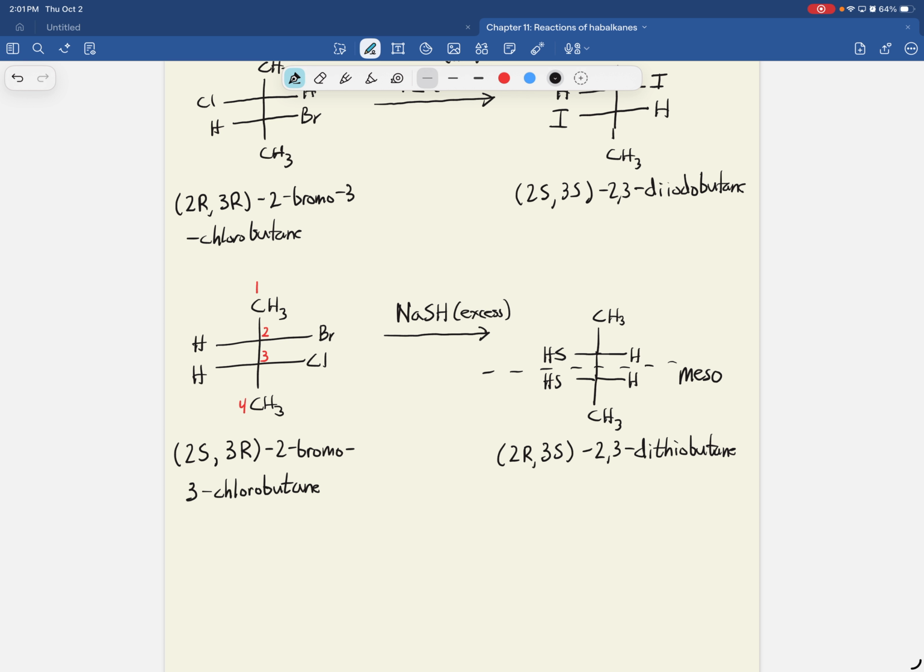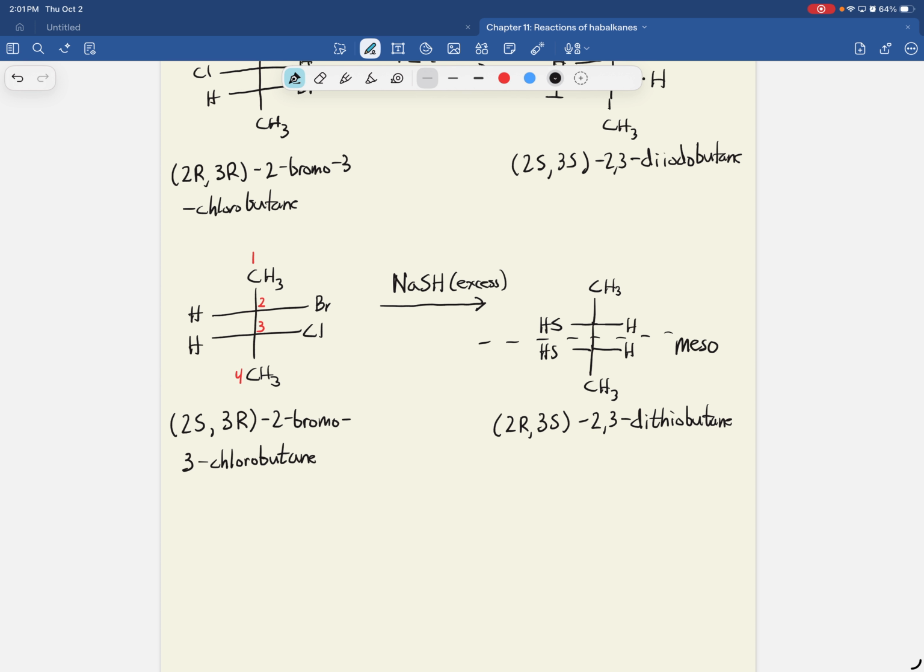Are there any questions on that example? No? All right, so let's take 10, and we'll come back and talk about leaving groups. That's our next section here.